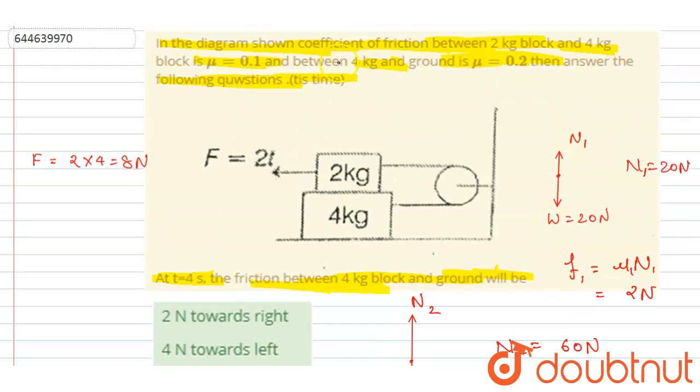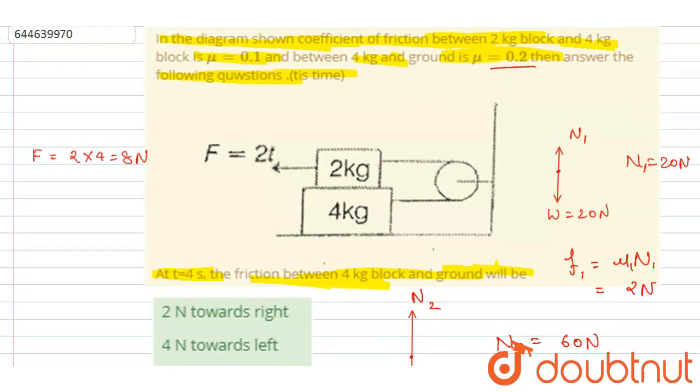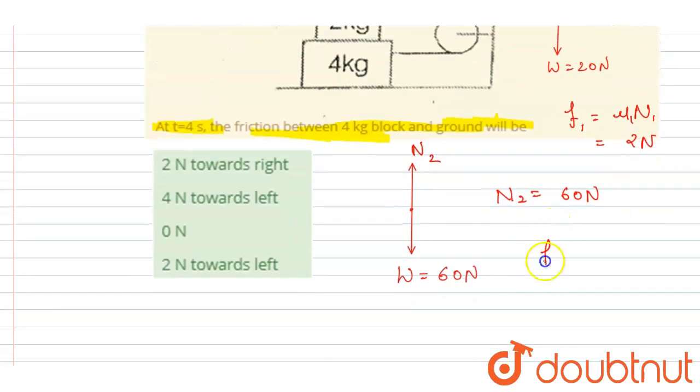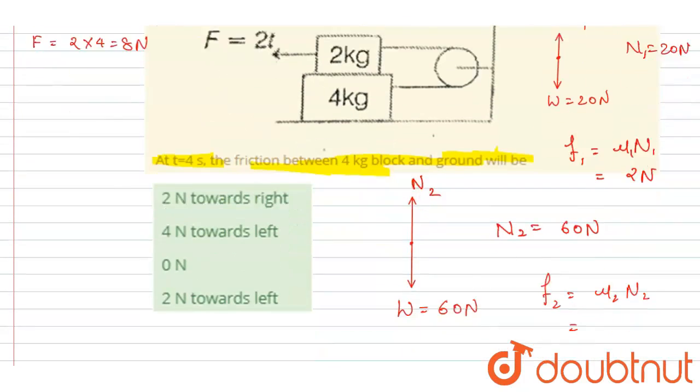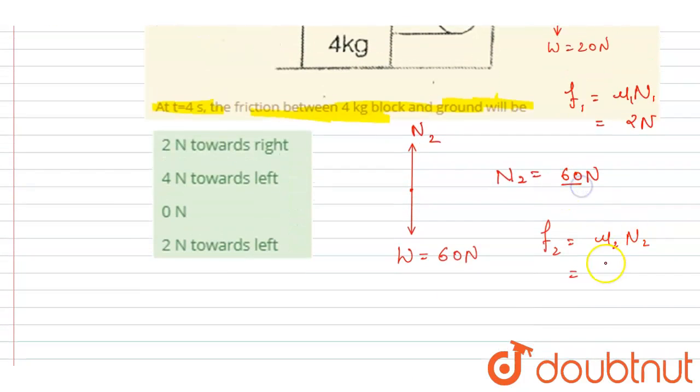0.1 is the mu1 and 0.2 is the mu2. Now let's find out the limiting friction at the surface 2. Mu2 into N2. Mu2 is 0.2 if you see here, and here it is this. So 0.2 into this, it will be 12 Newton. So we got the limiting friction at the two surfaces, right?